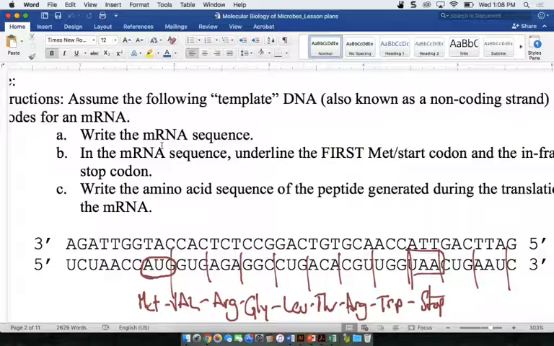So the relationship here is that the template is also known by some people as the non-coding strand, because it's not the one that gives you the mRNA code. The other term, non-template, can also be called the coding strand, because this is the one that gives you the actual mRNA code. I'm going to stick to this terminology because I've gone back and forth before and it gets really confusing. So we will just stick to template, meaning the strand that the mRNA is made from. The template and mRNA are anti-parallel and complementary. The non-template is identical to the mRNA sequence.